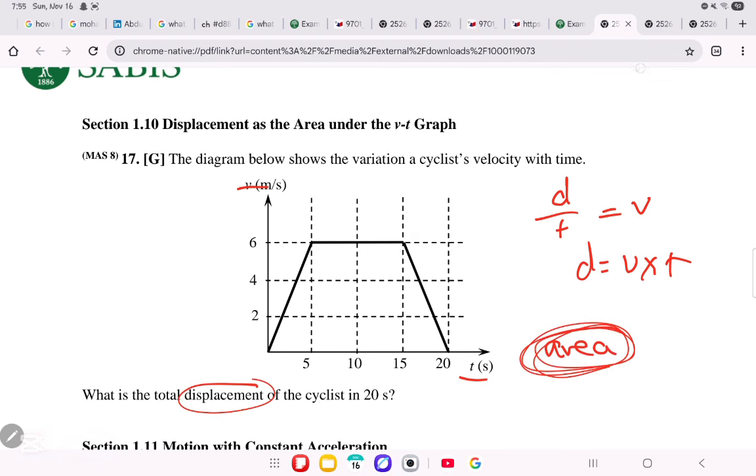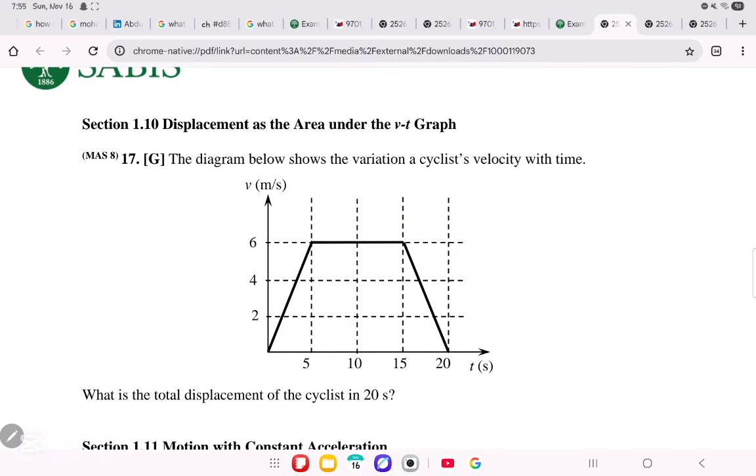This is a trapezoid. So base 1 plus base 2 times the height over 2. So how much is this? It's from 5 till 15, which is 10, plus 20 times the height, which is 6 over 2. 10 plus 20 times 6 over 2. This would give me my answer to be, my bad, how much? To be 90 meters. Perfect.